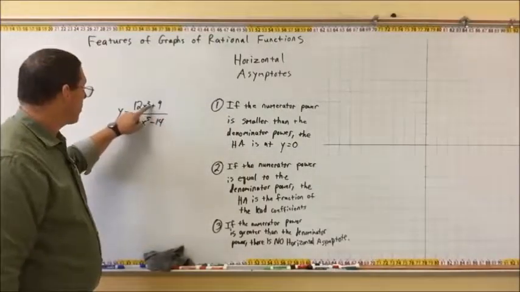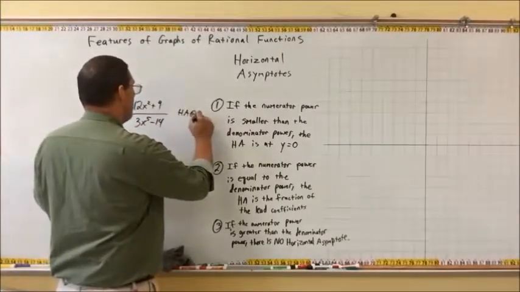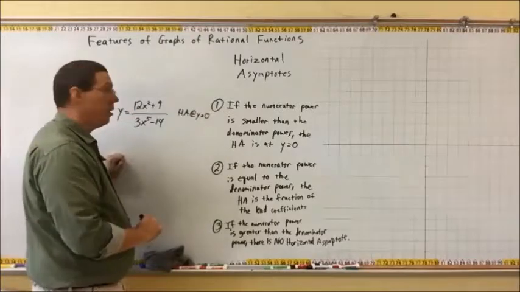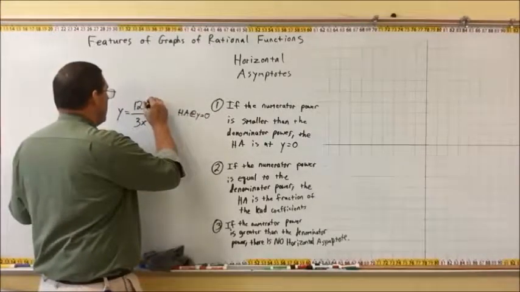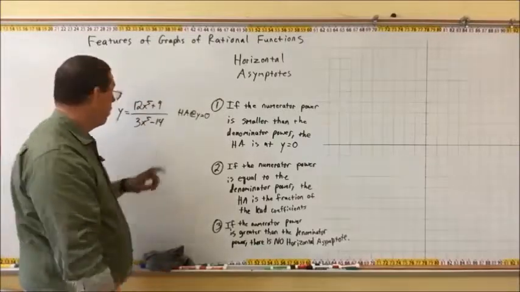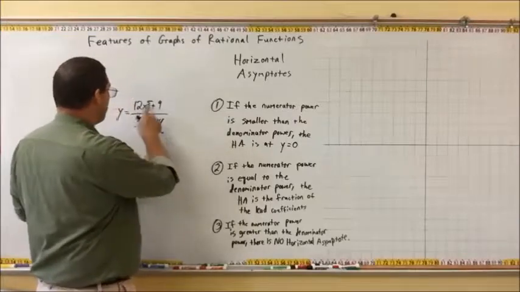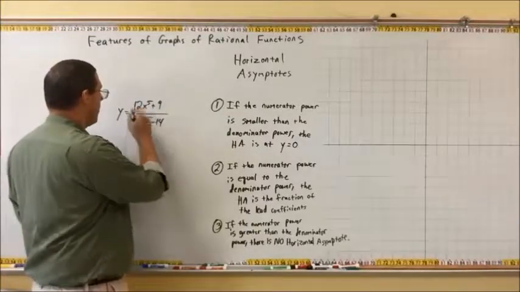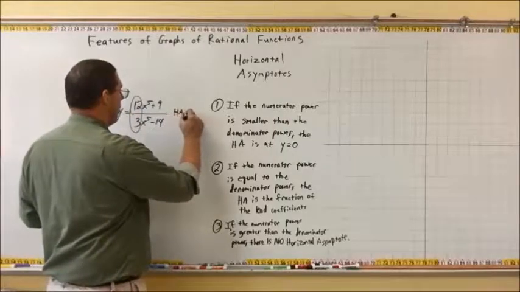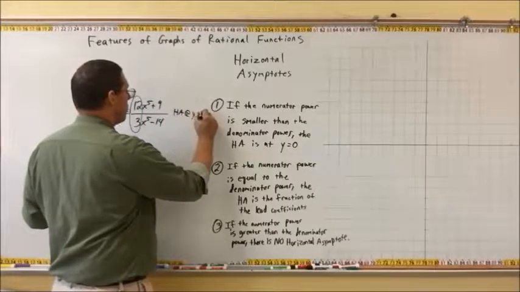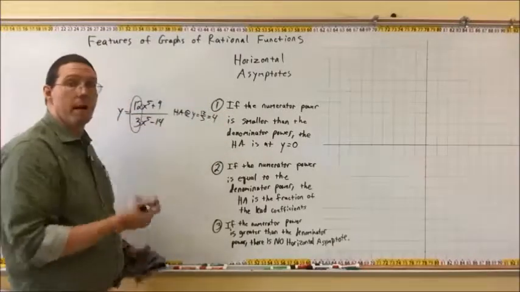Power of the numerator is less than the power of the denominator, so this has a horizontal asymptote at y equals 0. All right, well, let's say that it's 12x to the 5th plus 9 over 3x to the 5th minus 14. Now, the power of the numerator is equal to the power of the denominator, and the horizontal asymptote is at 12 over 3. So we have a horizontal asymptote at y equals 12 over 3, which is actually 4. So there's a horizontal asymptote at positive 4.